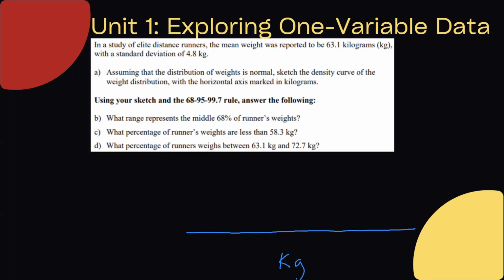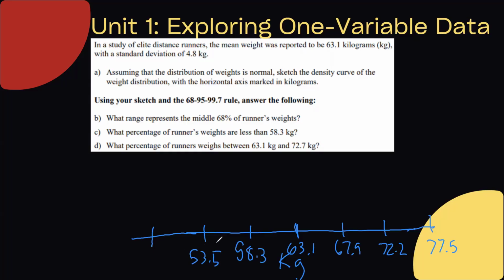Here we have the kilograms, the mean 63.1. We're going to add the standard deviation each time. If we add 4.8 to that, you would have 67.9. Add it again, 72.7. Add it again, you'd have 77.5. Take 63.1 and we want to subtract the standard deviation 3 times. So subtract it once, 58.3. Subtract it again, 53.5. And subtract it again, 48.7. The peak is going to be above the median right here, and it's going to have that bell-shaped curve to it. Okay, so that's part A.